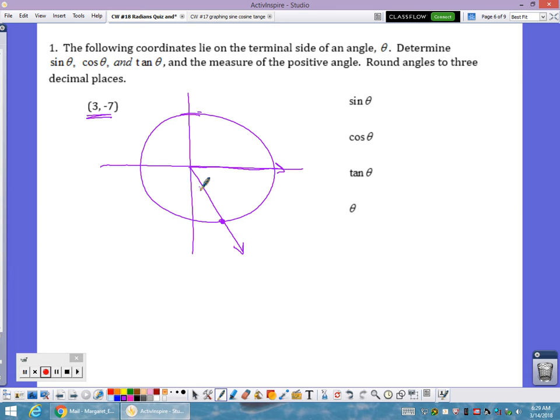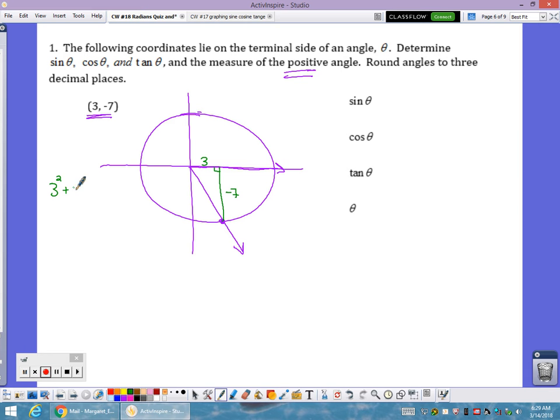All right. Determine sine, cosine, and tangent of theta and the measure of the positive angle. So it specifies I need to find the positive angle. Round the angles to 3 decimal places. So I actually know a lot of information, right? 3, -7, if I make my right triangle, a little reference triangle, I can see, okay, well, I moved 3 to the right, right? That's my x value.